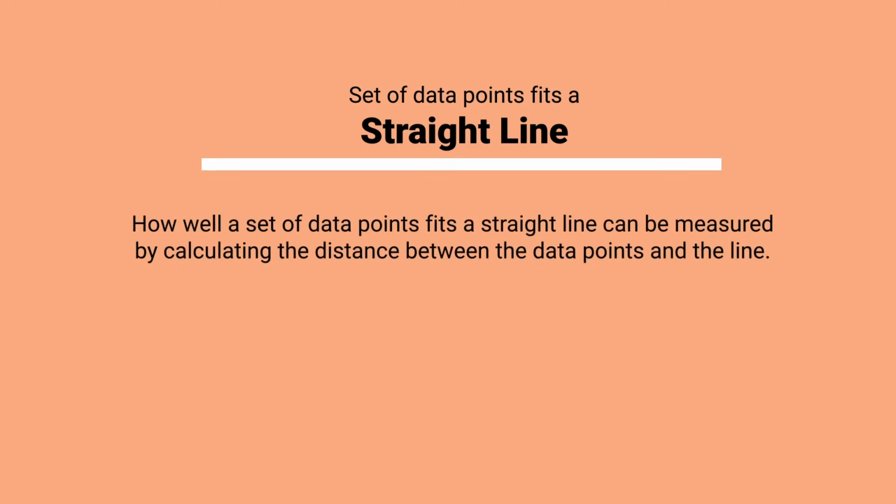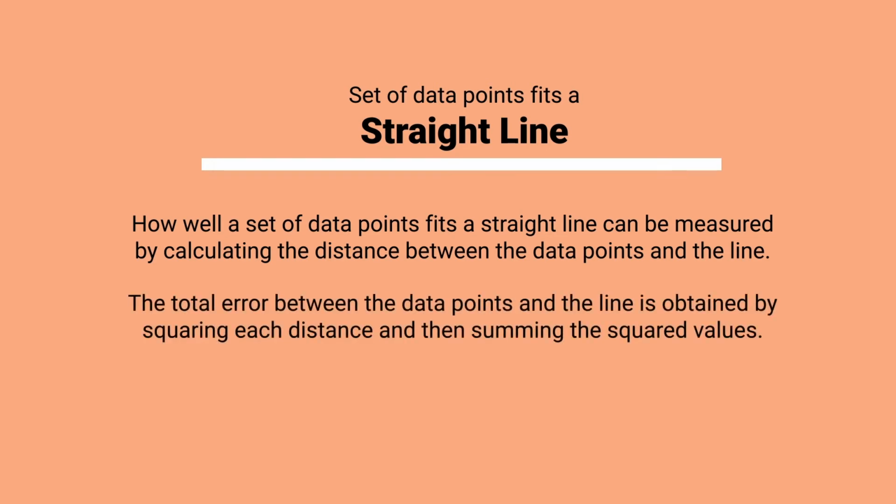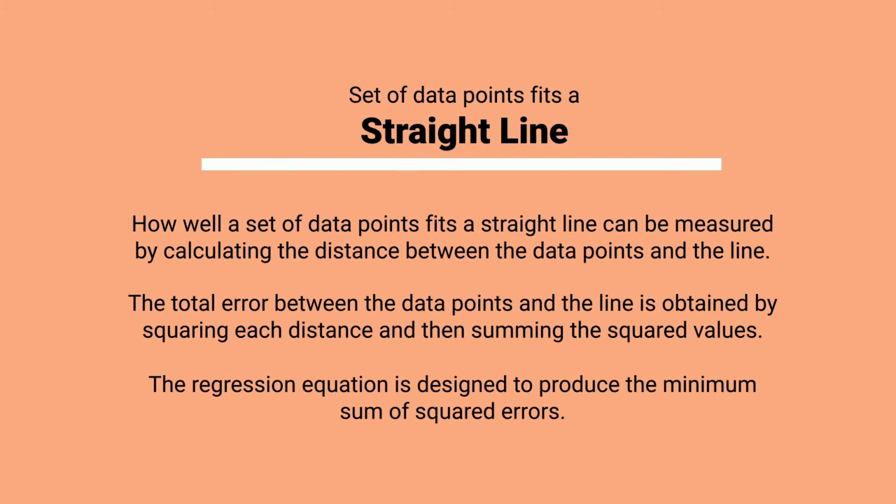How well a set of data fits a straight line can be measured by calculating the distance between the data points and the line. The total error between the data points and the line is obtained by squaring each distance and then summing the squared values, and the regression equation is designed to produce the minimum sum of squared errors.